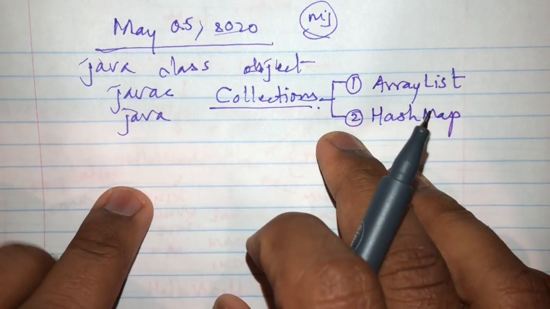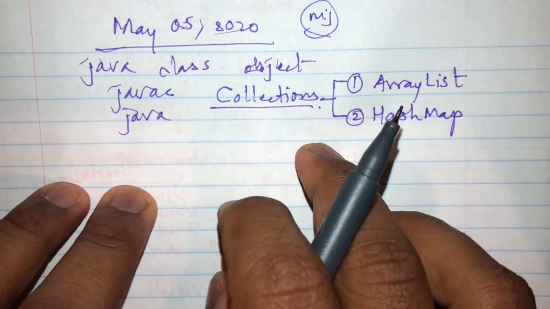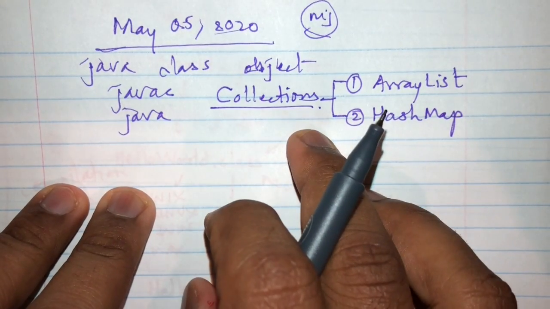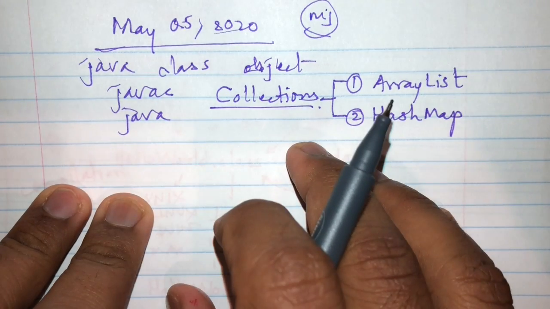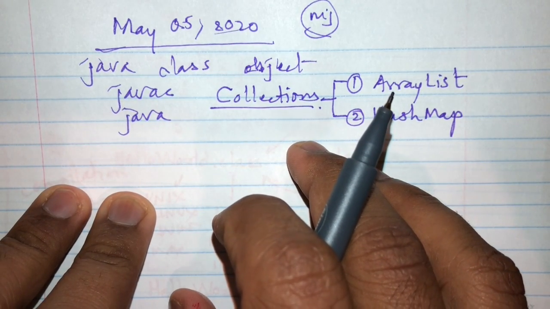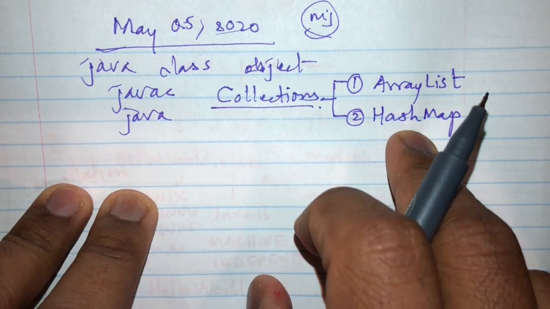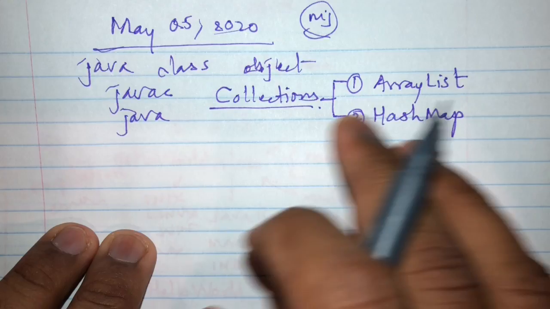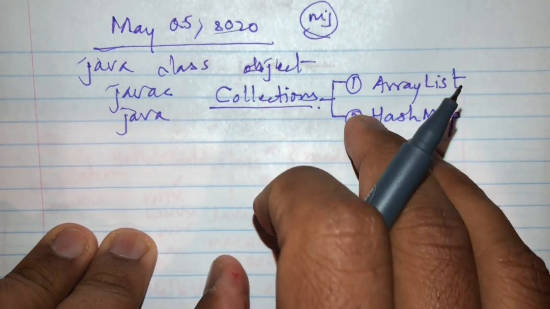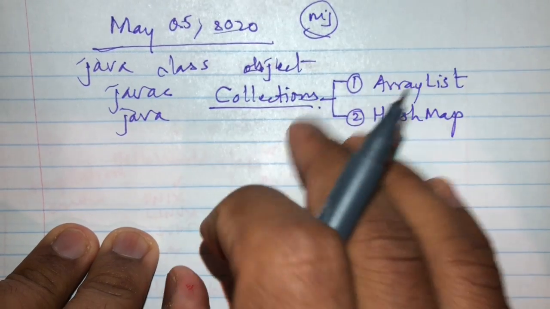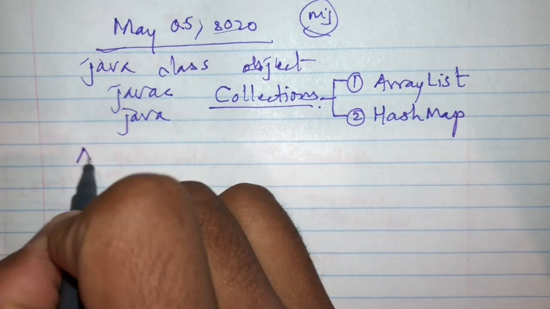The reason I'm choosing only these two to talk about is based on my experience so far with MapReduce, Spark, and the Java programming language. I have used these two collections more as compared to other collections, so I thought it would be easier to explain why these are important and how we can use them. So we'll start off with ArrayList.